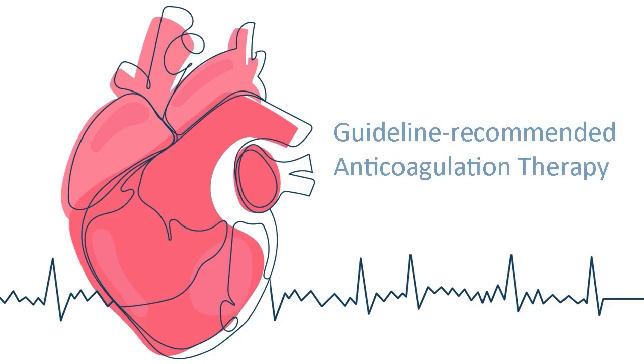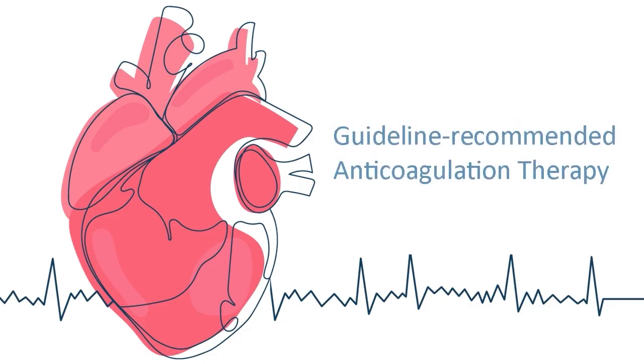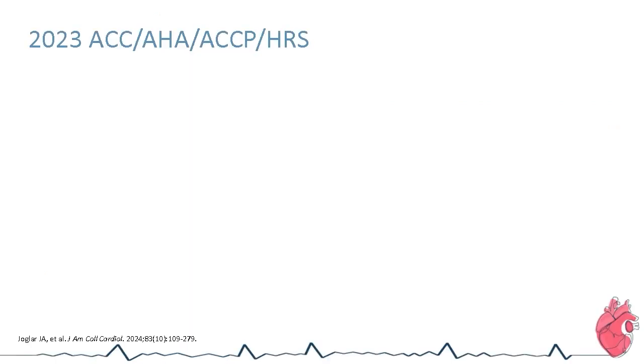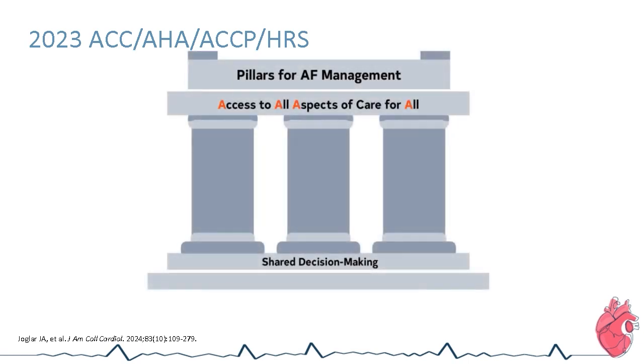Let's talk about guideline-recommended anticoagulation therapy. Our most current ACC/AHA, ACCP, and HRS guidelines, just published in 2023, really outline the pillars of management for atrial fibrillation. Of course, we want to reduce stroke.